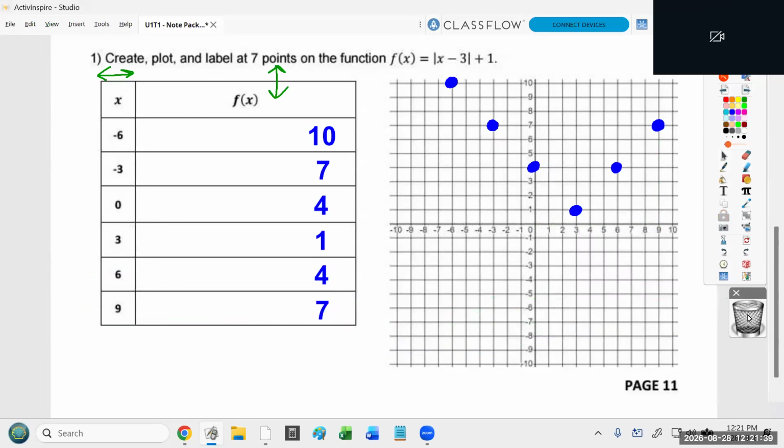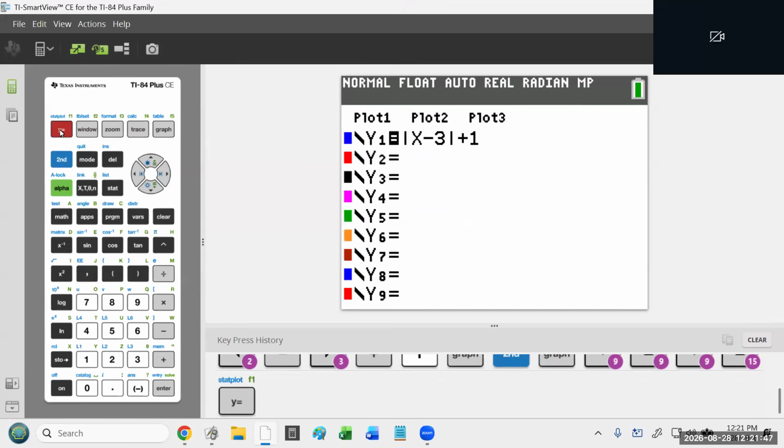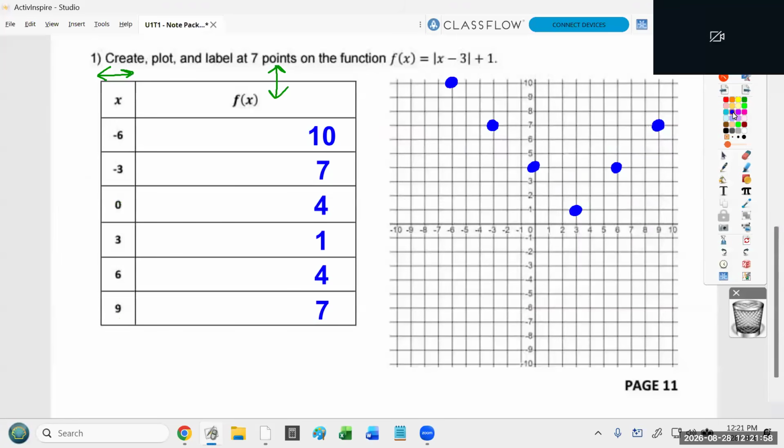Now remember, if you're ever wondering, what the heck am I supposed to be doing? Like, how do I connect these dots? You can always go back to your calculator. Remember, you typed the equation into y equals. So if you hit graph, it'll show you the thing you're supposed to be drawing. So now I know to connect these points as just kind of a V. Okay? So I'm going to do this. And I'm done.